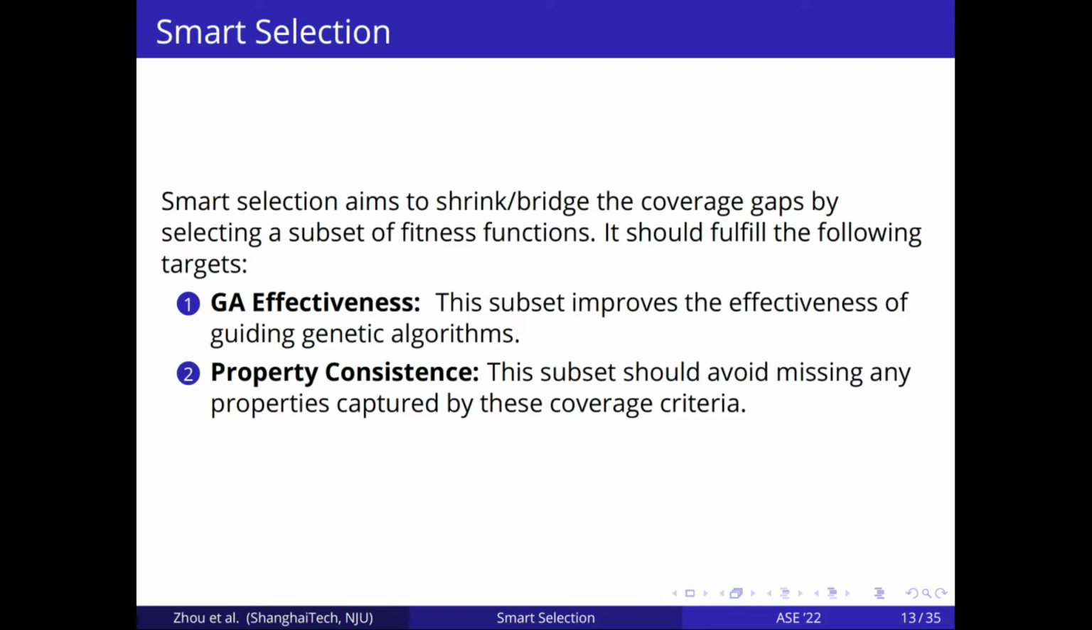For example, we have known that branch coverage is better than exception coverage in guiding genetic algorithms. But the developers do want to get a test suite triggering as many exceptions as possible. So we definitely cannot just remove the exception coverage fitness function only because we want to improve the efficiency of genetic algorithms.